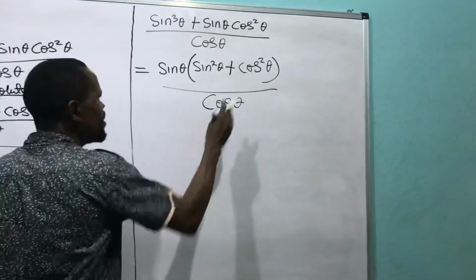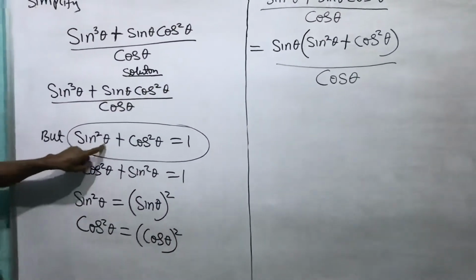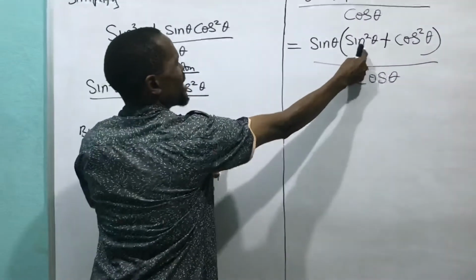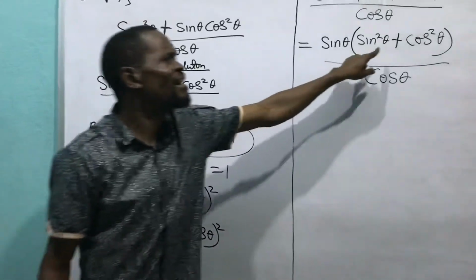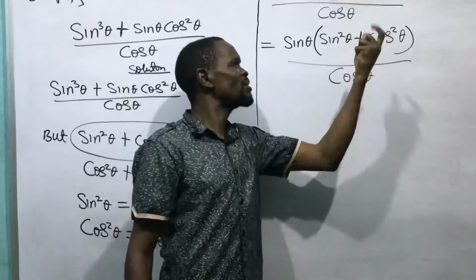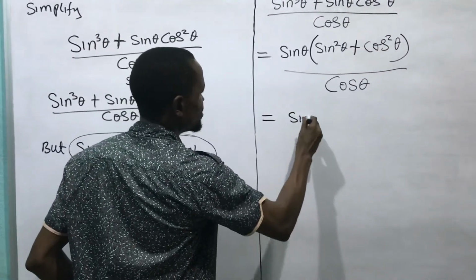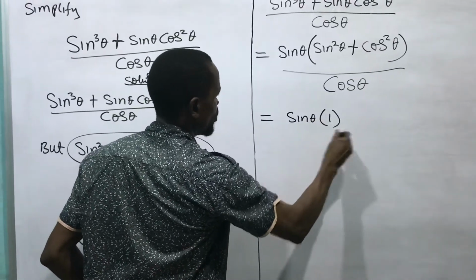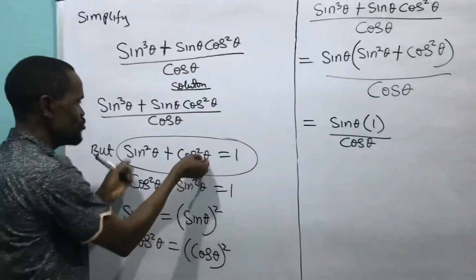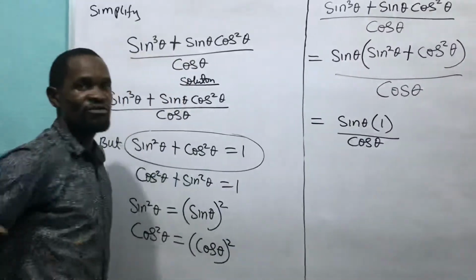So now, you remember our proof identity that sine squared theta plus cos squared theta is equal to 1. So what am I seeing inside that bracket? I'm seeing sine squared theta plus cos squared theta. Then I can use 1 to replace it over there. I have sine theta into 1, all over cos theta. I've used 1 to replace this over here.